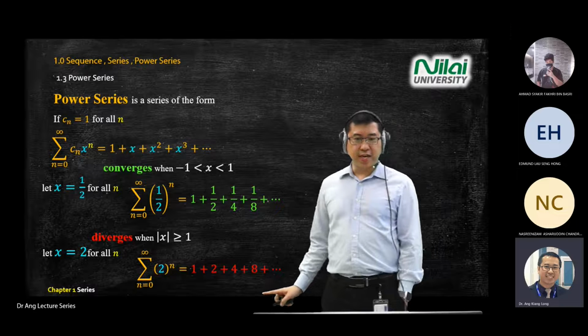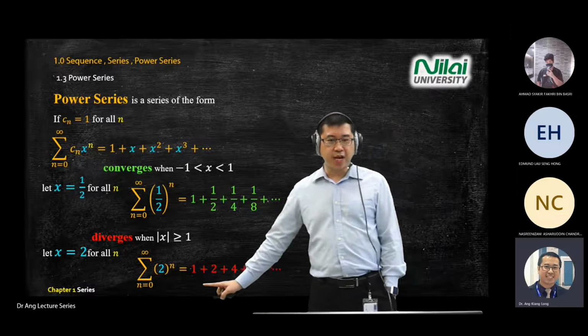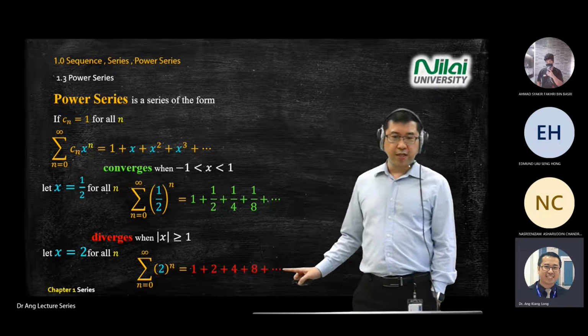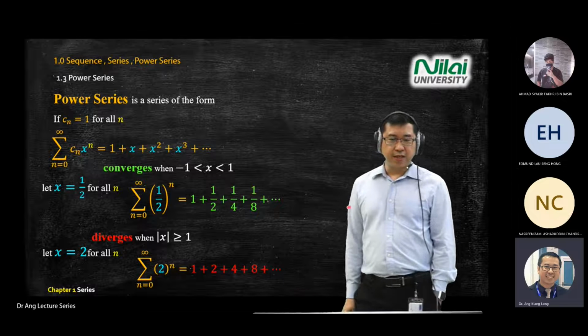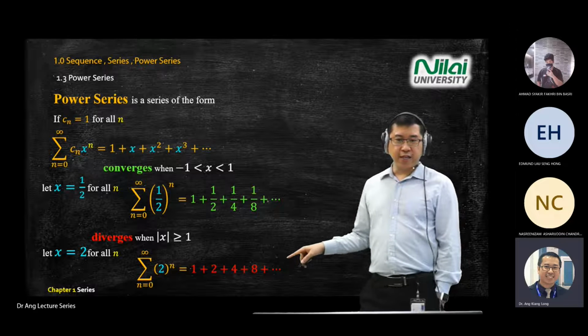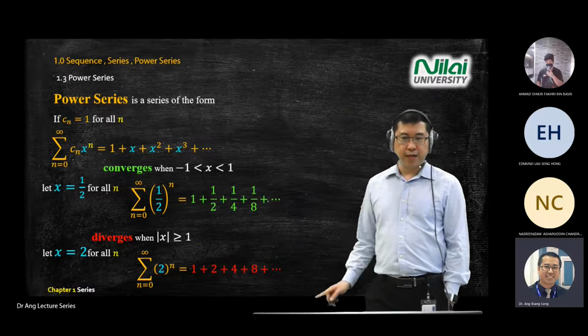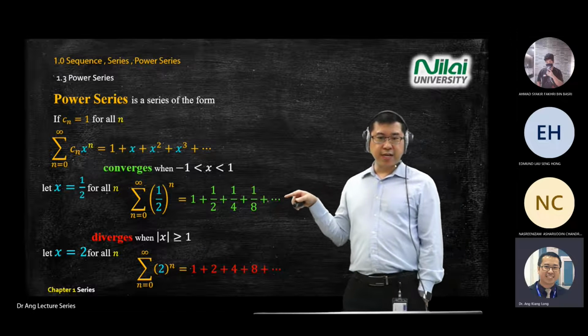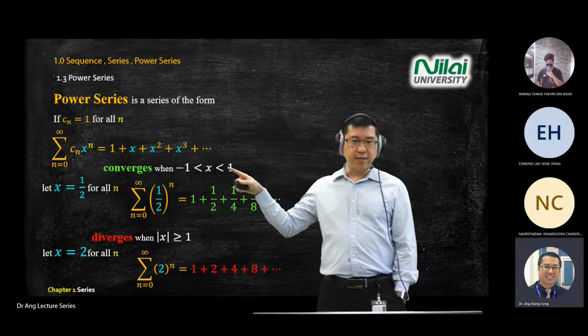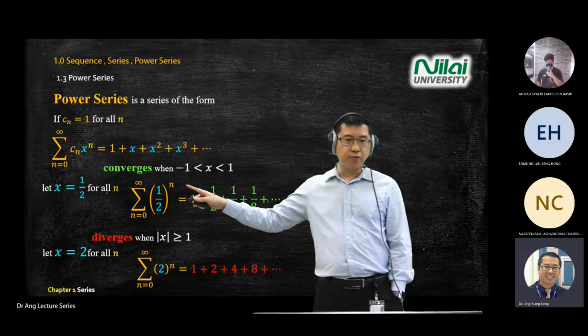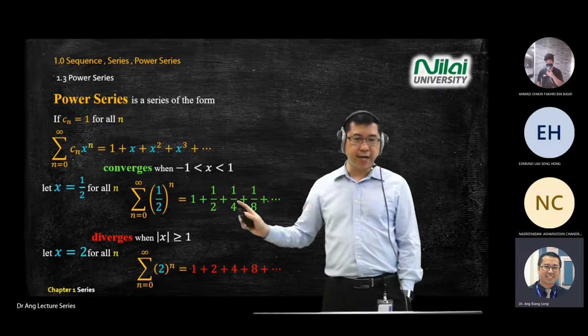Try to see how, when you add all these numbers until infinity, you will get infinity. So when you get infinity, your series is divergent. And you look at this green one, when your x is between -1 and 1, and in this case we use half to represent our x.